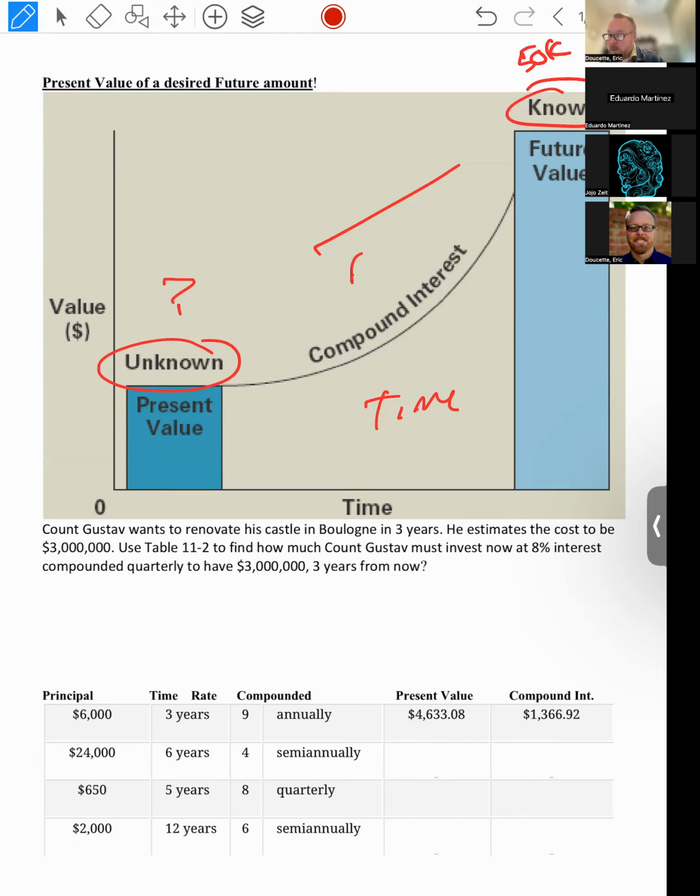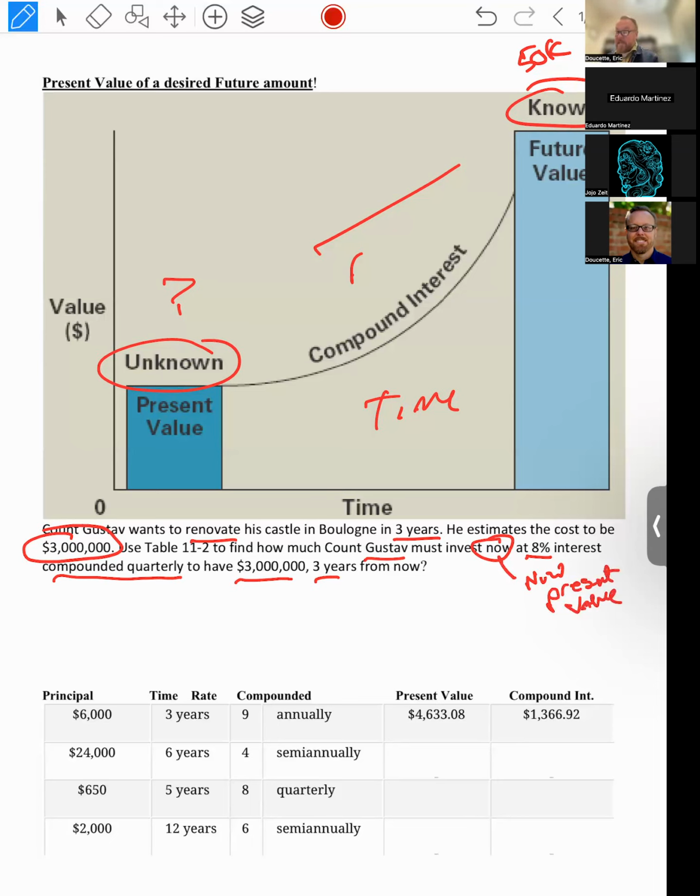It says Count Gustavo wants to renovate a castle in Bologna in 3 years. He estimates the cost to be $3 million. So he's saying 3 years from now, I need $3 million. Use table 11.2 to find out how much Gustavo must invest now at 8% compounded quarterly to have $3 million in 3 years. So what I'm trying to find out is, how much do I need now? What is the present value of $3 million in 3 years? So that's what I'm going to solve for.